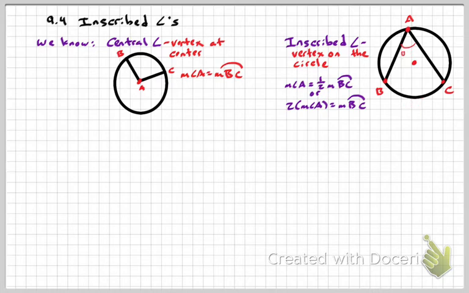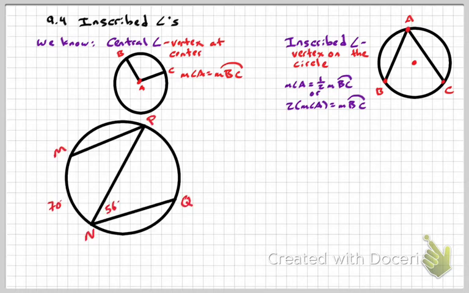Okay? That is the main takeaway for today. That's the big new concept. All right? So, take a look at this diagram right here. Notice we have 3 different chords. However, we only have 2 inscribed angles: angle N and angle P.